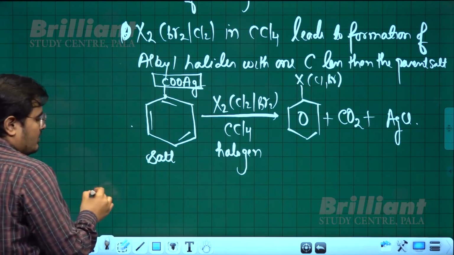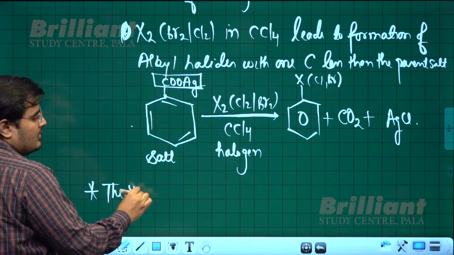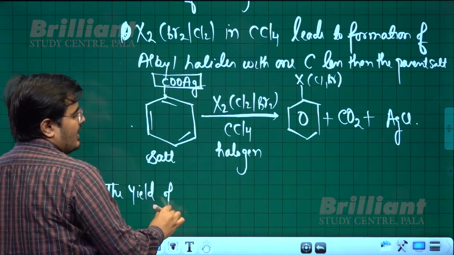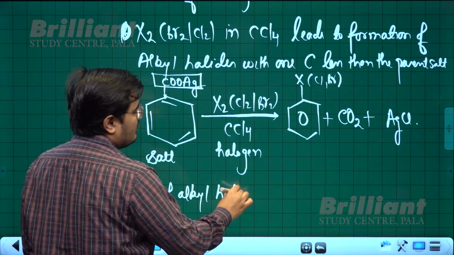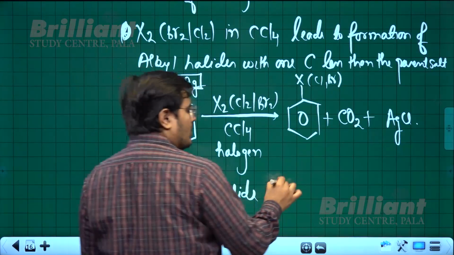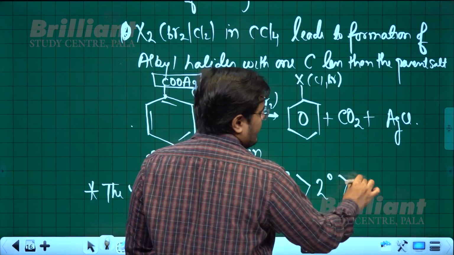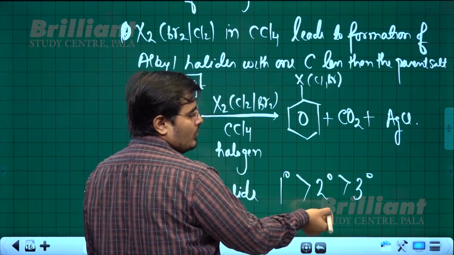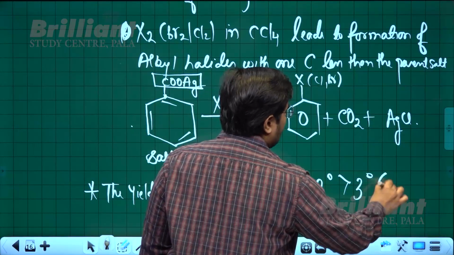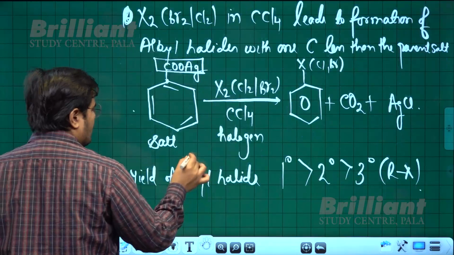Now there is one point here, that the yield of alkyl halide is actually in the order: primary alkyl halides are formed in larger yield. Primary is formed more than secondary, which is formed in more amounts than tertiary alkyl halides.